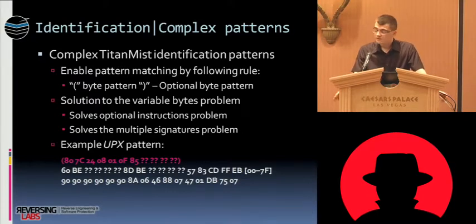This solves the problem of optional instructions, as we just saw at the entry point, but that can be in either place in the file. And this solves the multiple signatures problem, because now we don't have to have two signatures, one for the DLL and one for the executable for UPX.